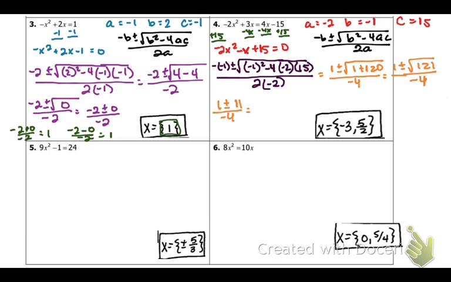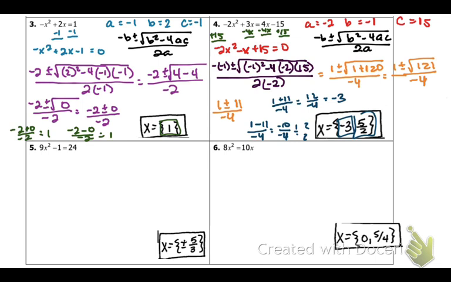So now you have two cases. Your first case: 1 plus 11 over negative 4. That's going to give you 12 over negative 4, which gives you negative 3. Checks out. The second case is 1 minus 11 over negative 4. This is negative 10 over negative 4. Divide by 2, and you're left with 5 over 2. It's actually negative 5 over negative 2, but a negative divided by a negative is positive. So you're left with 5 over 2.